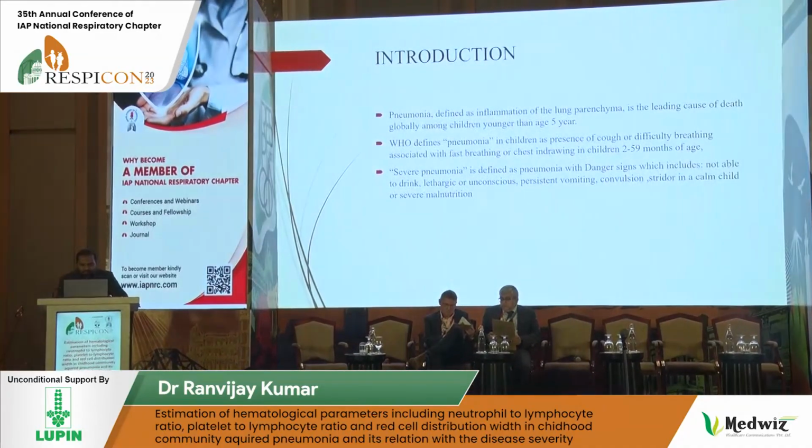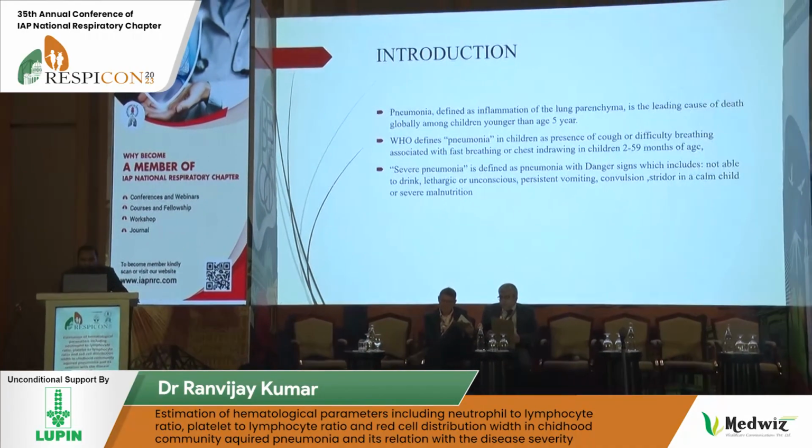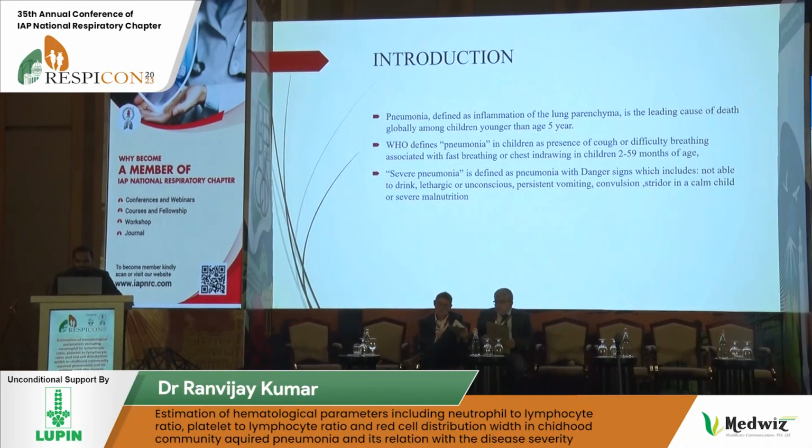Introduction. Pneumonia, defined as inflammation of lung parenchyma, is the leading cause of death globally among children younger than 5 years of age. WHO defines pneumonia in children as presence of cough or difficulty in breathing associated with fast breathing or chest indrawing in children of 2 months to 59 months of age. Severe pneumonia is defined as pneumonia with danger signs, which include not able to drink, lethargy or unconsciousness, persistent vomiting, convulsion, stridor in a calm child, or severe malnutrition.